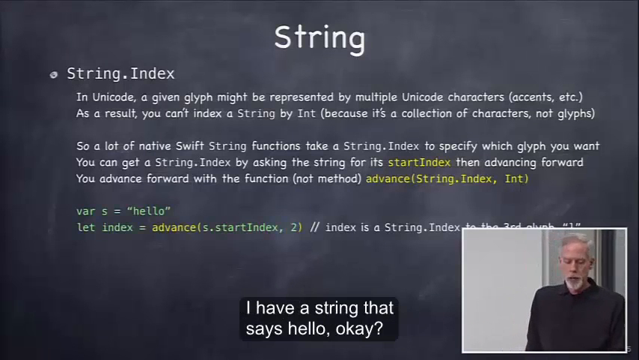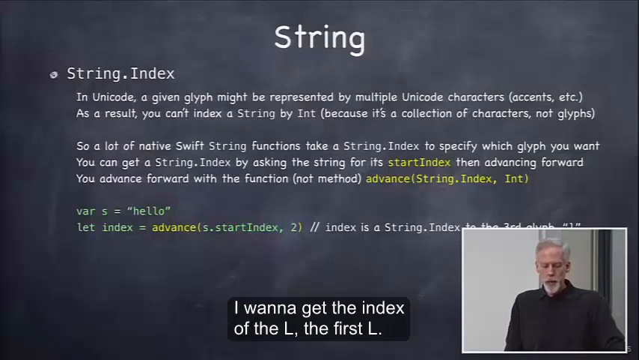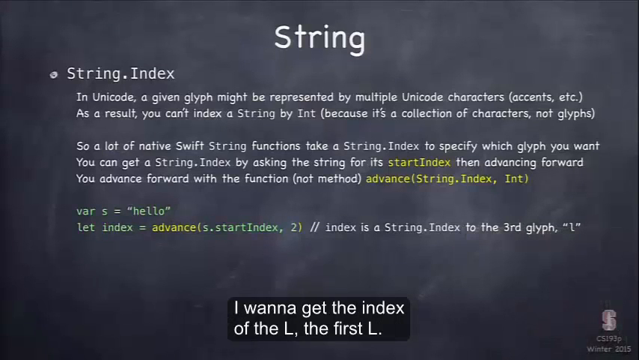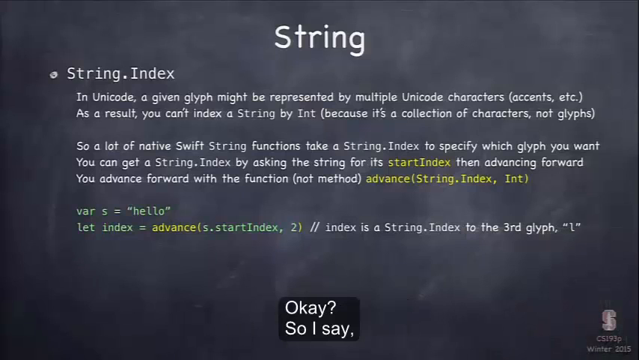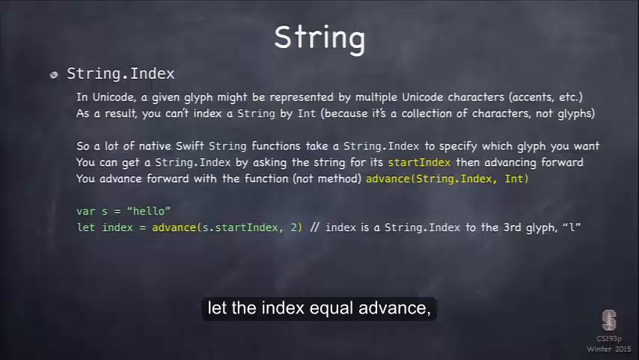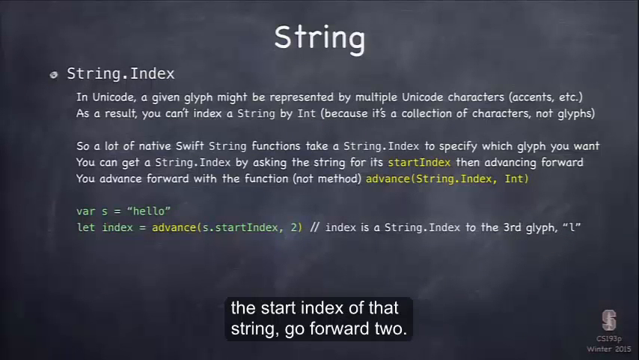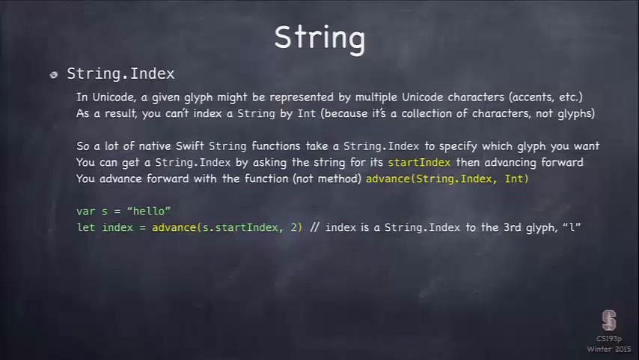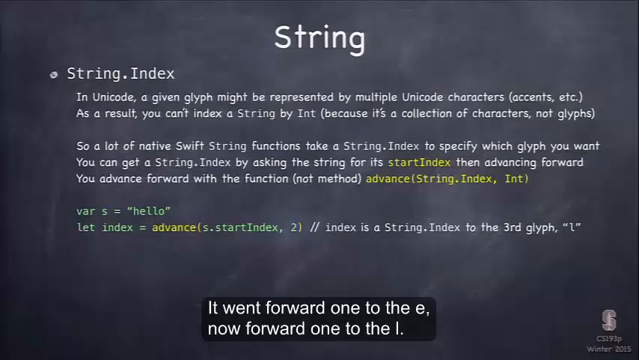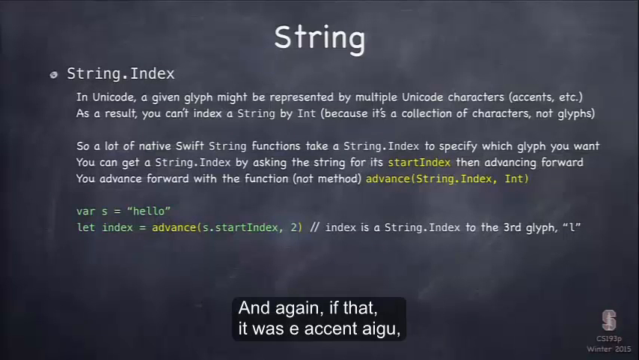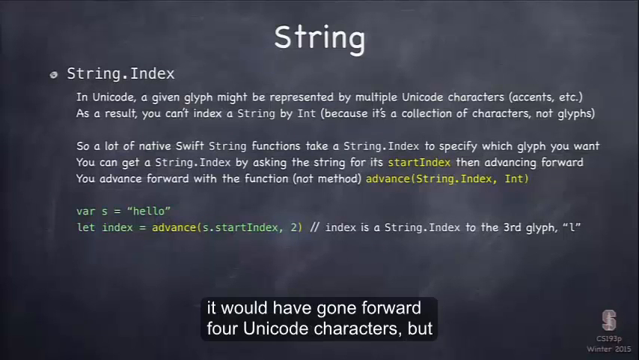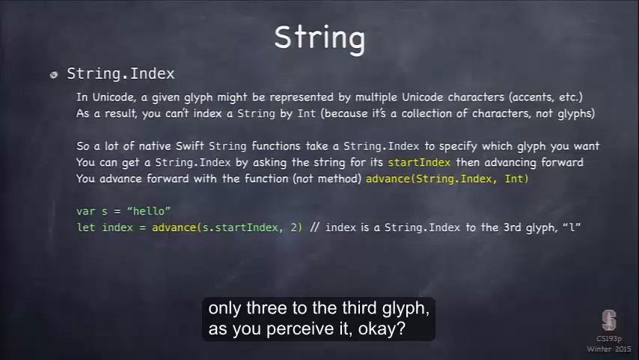So here's an example. I have a string that says hello. I want to get the index of the first L. So I say let index equal advance the startIndex of that string, go forward 2. Now it's pointing at the L. It went forward 1 to the E, now forward to the L. And again, if it was E accent aigu, it would have gone forward 4 Unicode characters, but only 3 to the third glyph as you perceive it.